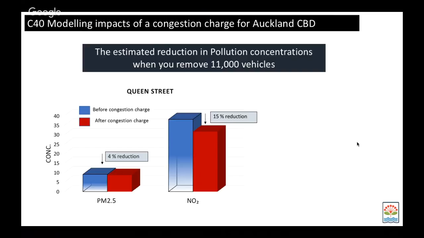How many vehicles come in currently? I'm not exactly sure. I think it was around 30,000 per day. Sorry, 38,000, yeah.